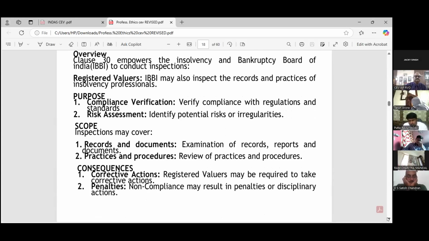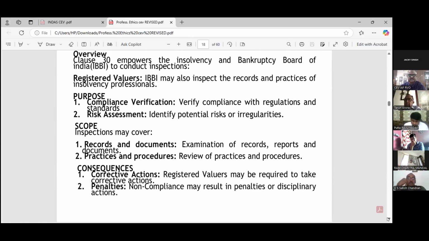So what does the inspection cover? Records and documents. In the model code of conduct, already we have seen confidentiality. Confidentiality means you have to preserve the confidence. In a similar way, you have to maintain the records and documents for the inspection by the IBBI. Examination of records, reports, and documents. Practice and procedure: what type of practice and procedure you are following is reviewed by the IBBI.